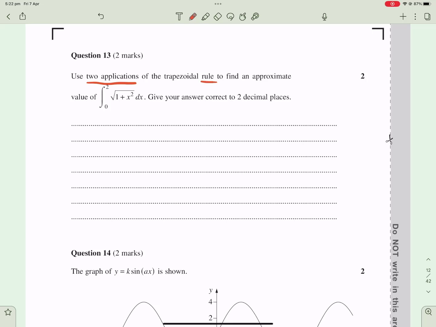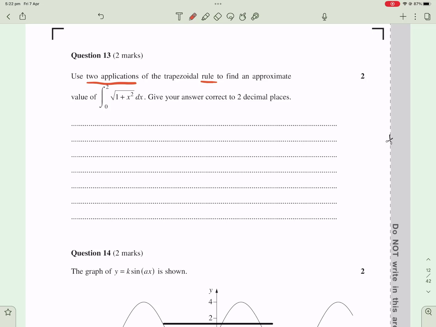Now, normally for questions we are asked to use a number of subintervals or function values, but in this case they're asking for applications. So really what that means is we're going to be using 2 subintervals. Okay, they're just trying to be a little bit creative with their wording here.